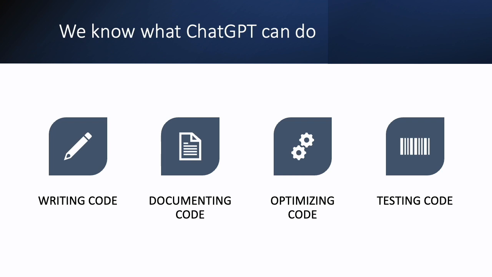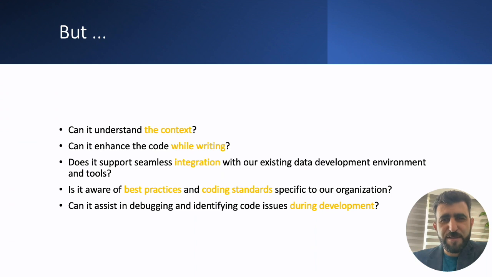We all know that ChatGPT can do, in a very impressive way, code writing, documenting, optimizing, and even testing the code. And that was one of the main reasons that made ChatGPT that famous. But can it understand the context of the code? As you know, the code is not running in silos and should be related to the other pieces of code. Also, does it help while coding?